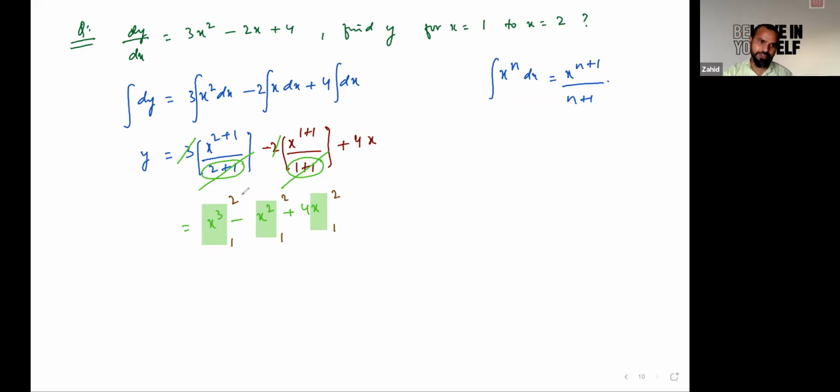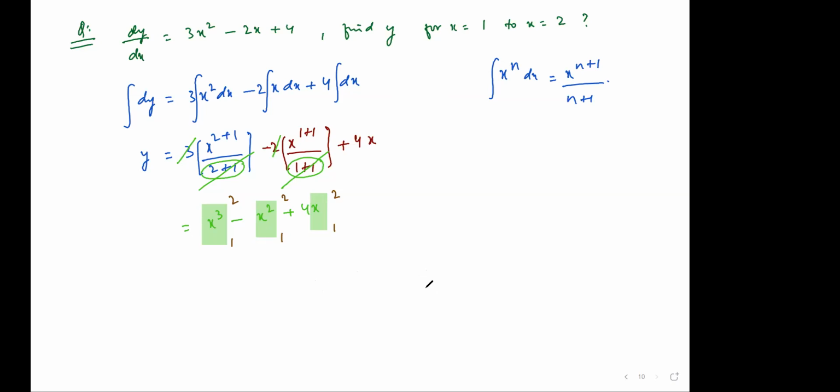Now just put the value of x to be 2 and x to be 1 and subtract them. Similarly for this part as well. Sir, I have solved. Doing the last part. Okay.